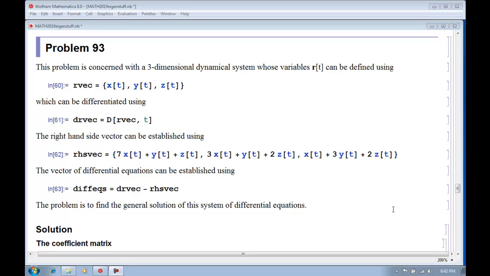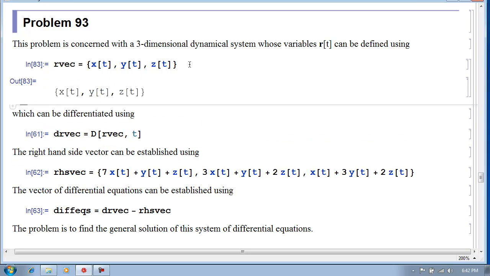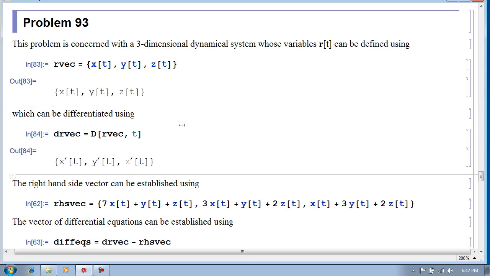Well, hello. Let's now get on to the second problem. This is about a three-dimensional system of differential equations, or a dynamical system, for which the variables are x of t, y of t, and z of t, and we can establish those using that. And we can differentiate those formally with respect to the independent variable t, like so.